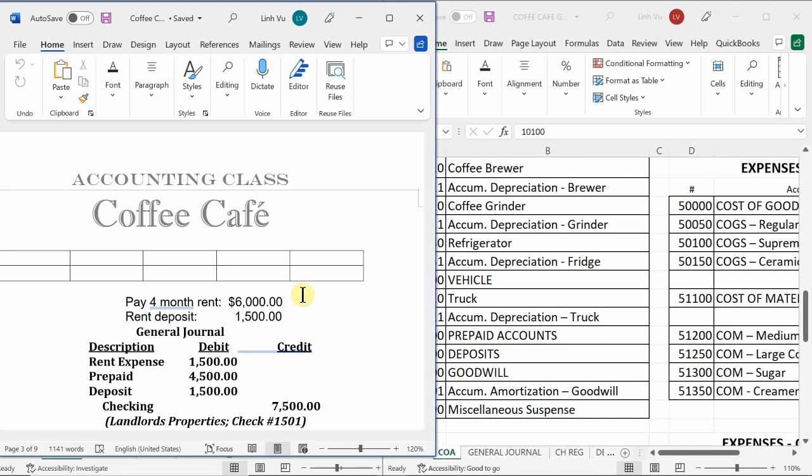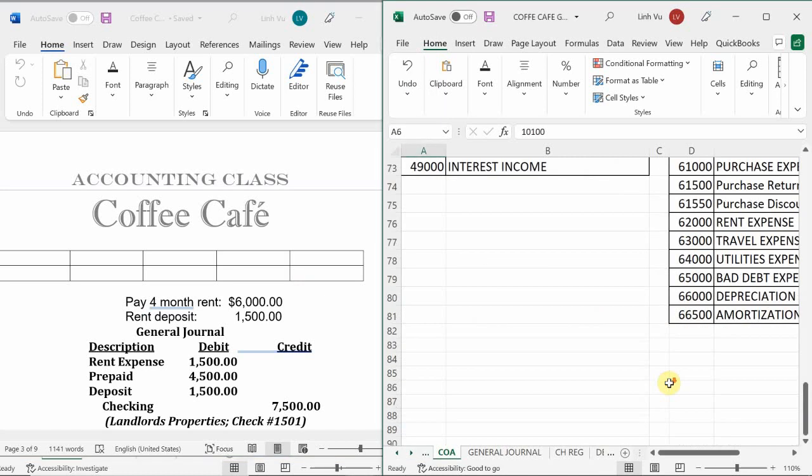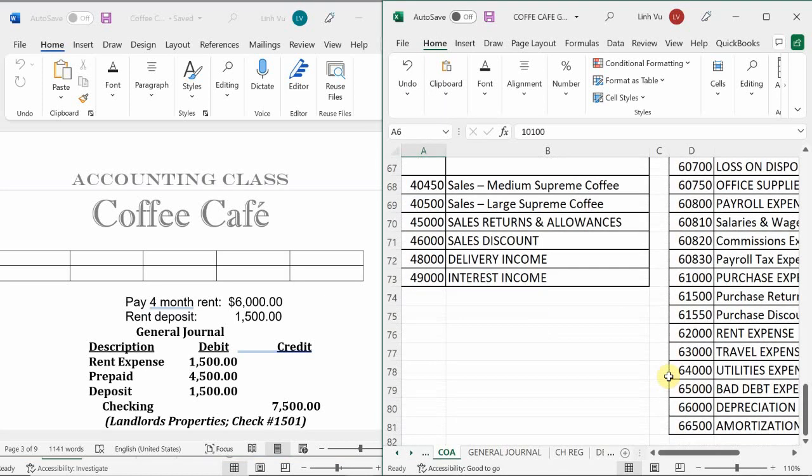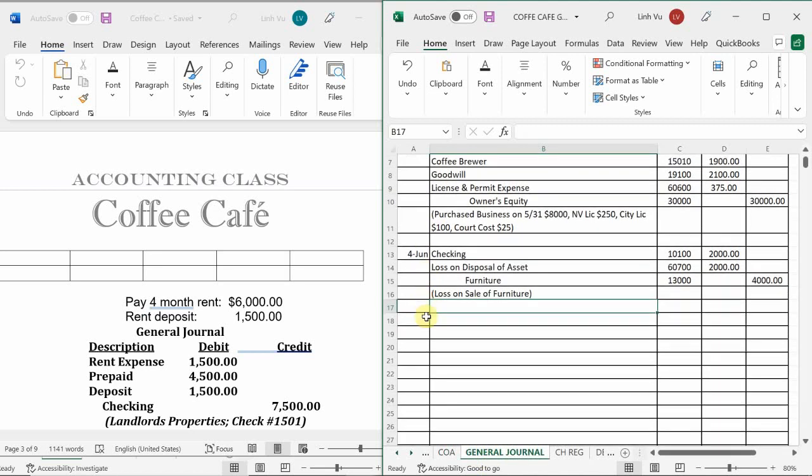Okay, so now that we have established those three things and we're using our checking account to pay for it, right? Let's go ahead and try to figure out where all these accounts are. We already established that prepaid accounts is 18,600 and deposits is 18,700. Rent expense was 662,000. So there you go. I can go ahead and put this in here.